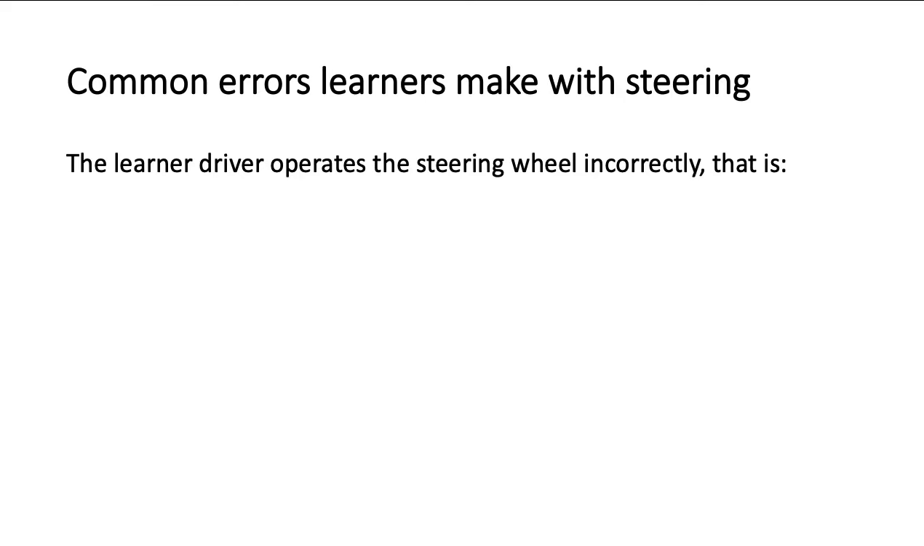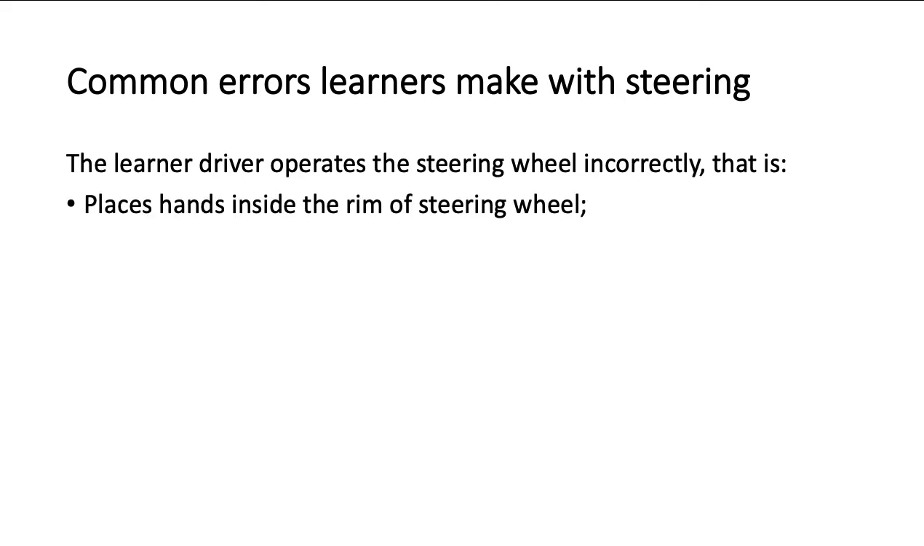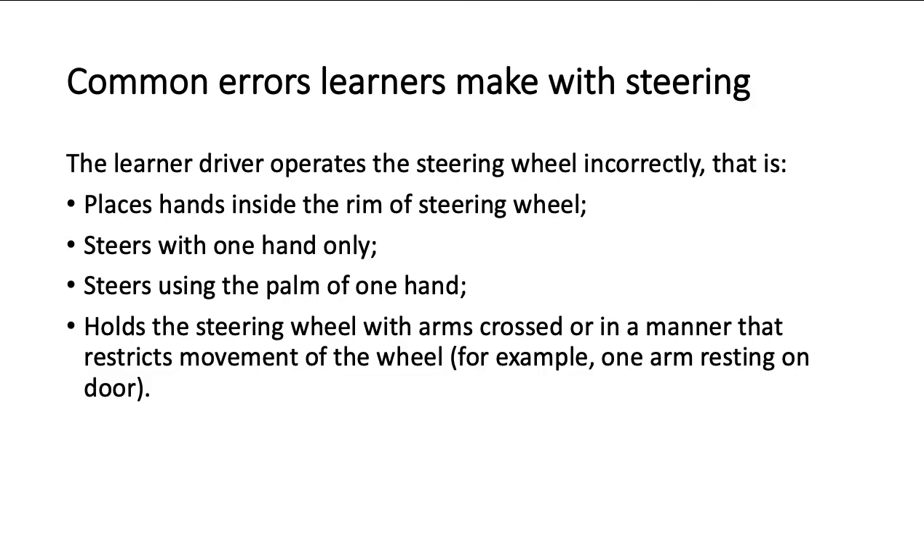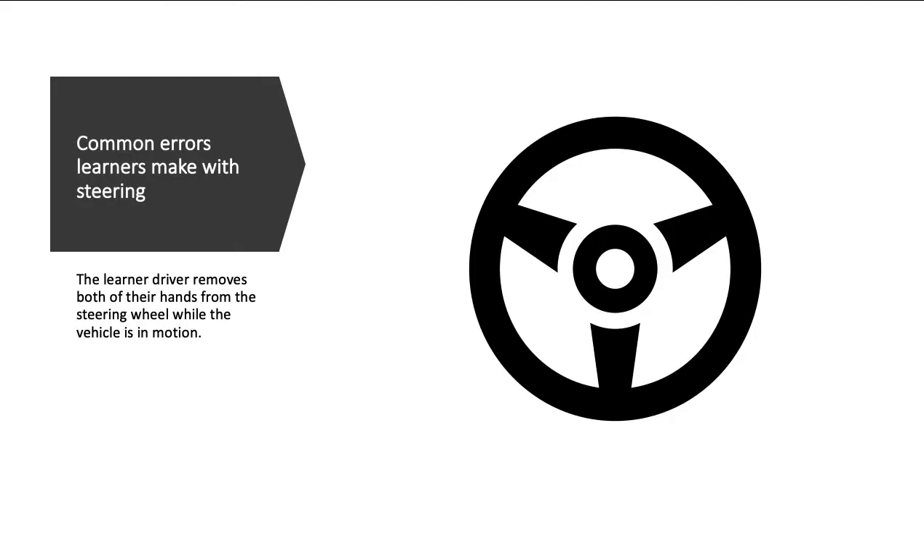The learner driver operates the steering wheel incorrectly, that is, places their hands inside the rim of the steering wheel, steers with one hand only, steers using the palm of one hand, holds the steering wheel with arms crossed or in a manner that restricts movement of the wheels, for example, one arm resting on the door. An absolute no-no when steering: the learner driver removes both hands from the steering wheel whilst the vehicle is in motion.